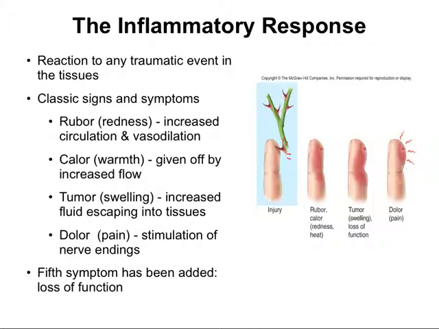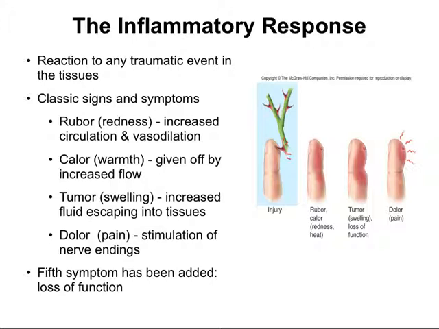An inflammatory response is a reaction to any traumatic event in the tissues. It can be burns, scratches, bites, or lesions, or even allergies. And all of us manifest inflammation in the same way. When the inflammation is close to the surface, we can identify a classic series of signs and symptoms. These symptoms are rubor or redness, which occurs due to increased circulation and vasodilation at the site of injury. Calor or warmth. Naturally, if we have increased circulation and vasodilation, there will be increased heat. So this is given off by the increased flow.